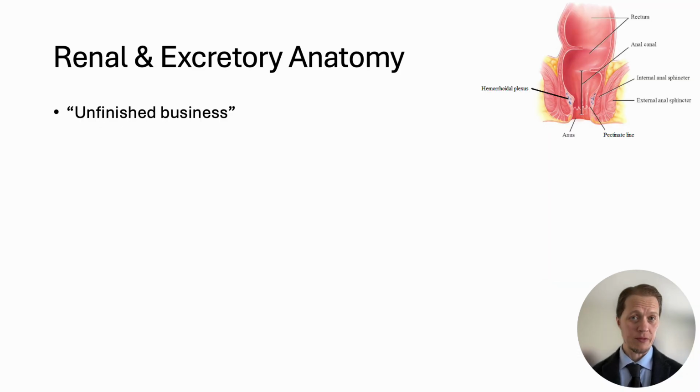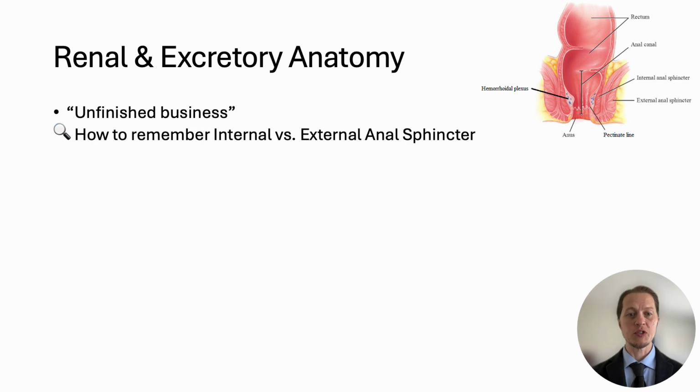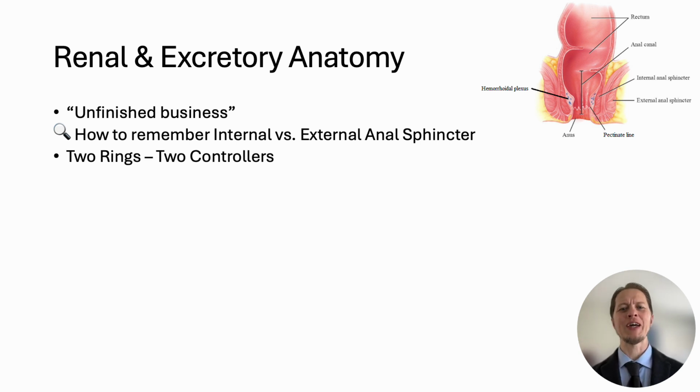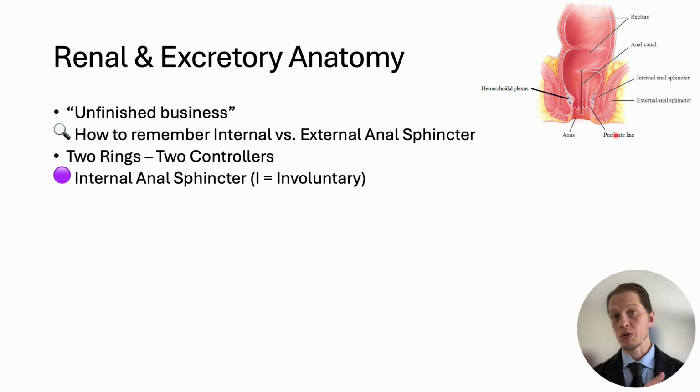Okay, so just like we covered in lecture, the urinary system is considered part of overall excretory anatomy, and some students are having some trouble with remembering the difference between internal and external anal sphincter when it comes to the rectum, or quote unquote unfinished business at the end when we get to the final stages of going through the gastrointestinal system. So one way, just remember there are two rings in terms of the internal and external anal sphincter. Two rings, two controllers, two different functions.